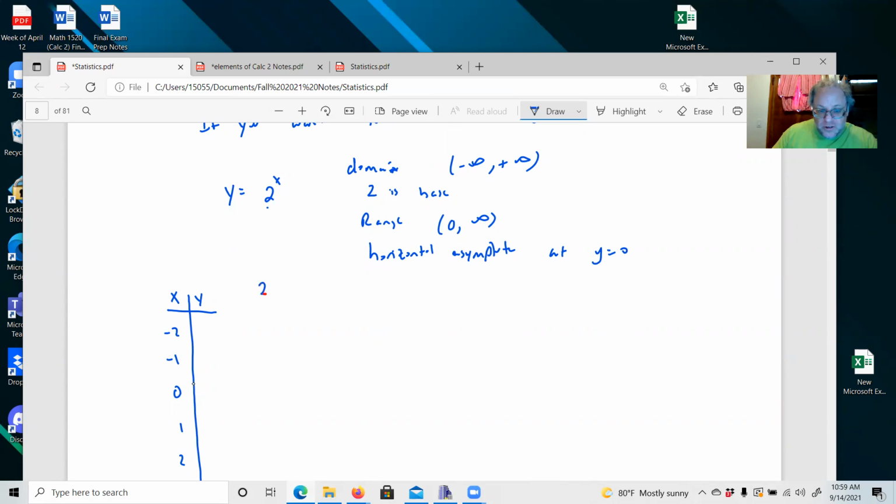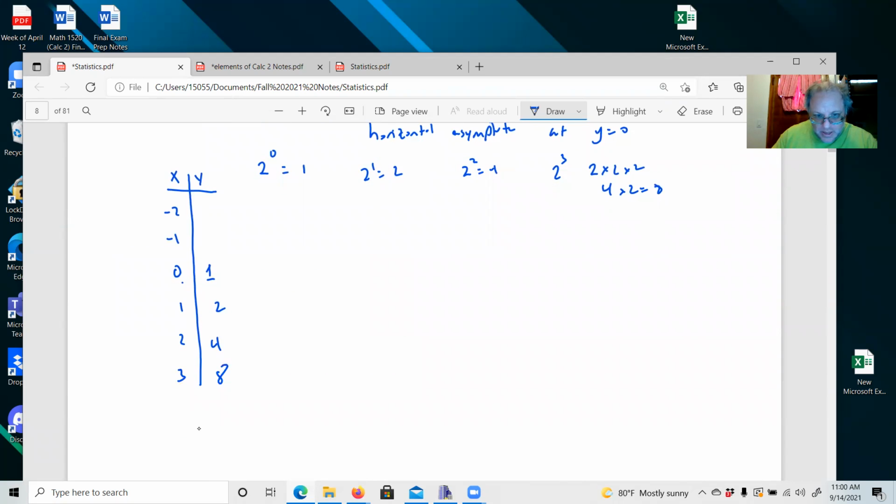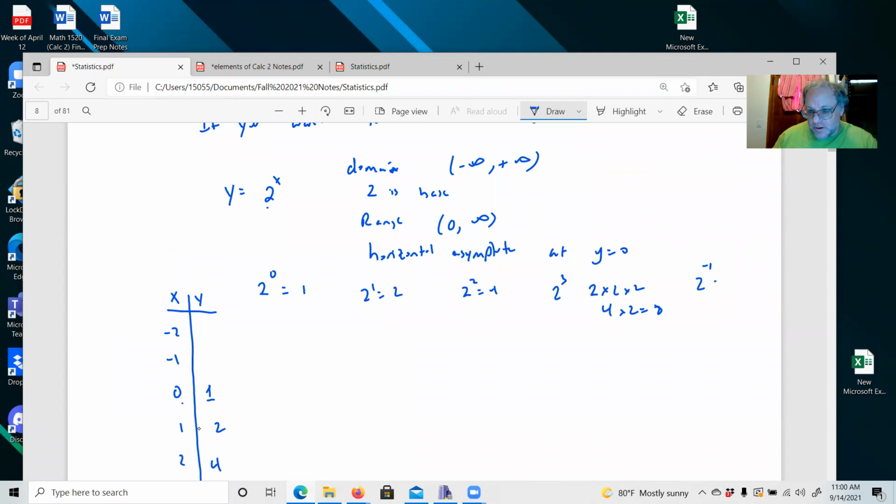So this is 2 to the 0. What is that? It's 1. So here x is 0, y is 1. 2 to the 1 is equal to 2. 2 squared, that's 4. So we have a 4 here. And 2 cubed, that's 2 times 2 times 2, that's 4 times 2 is 8. 2 to the -1, that's the reciprocal, so that's a half. And 2 to the -2, that is -4, or I'm sorry, it is 1/4, positive. Okay, so we could go ahead and graph this.